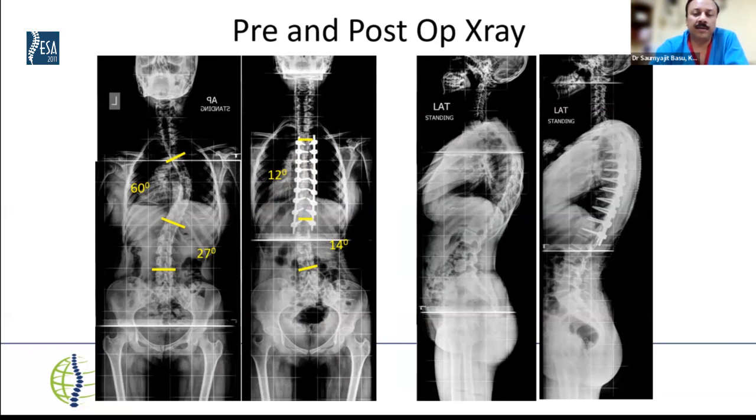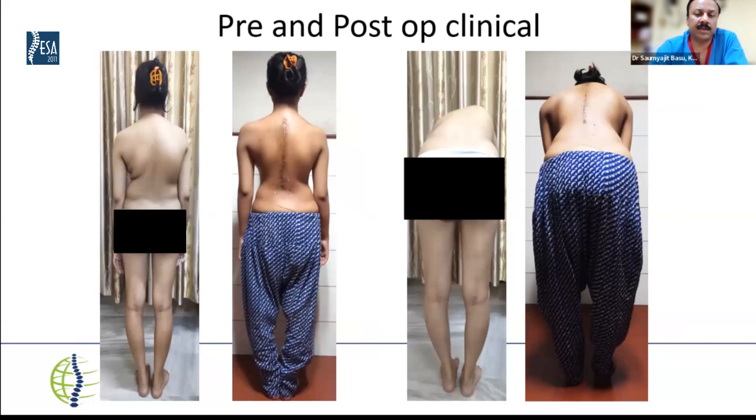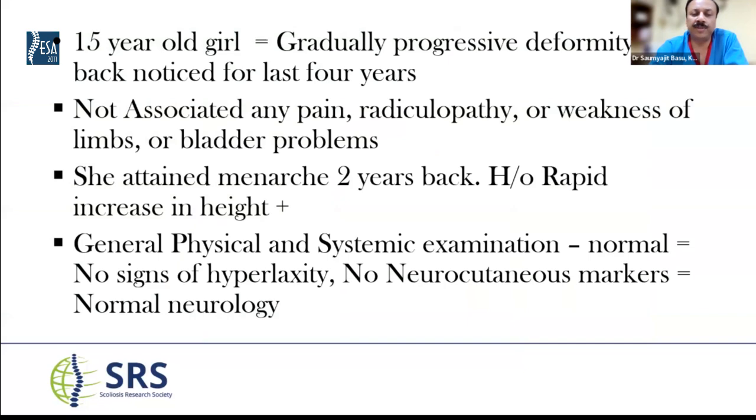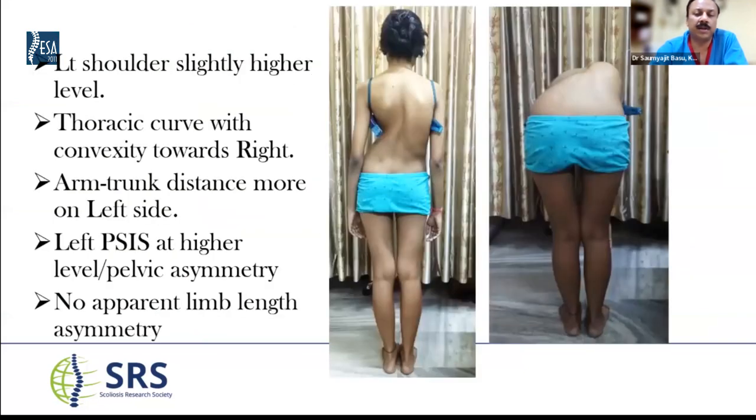So the object of presenting this case is to introduce you to the next case. This is the pre and post-op clinical pictures. So case 2 is a similar case. She's 15, again 2 years post-menarche, and this is her clinical picture. As you can see, there is a large rib hump and a significant trunkal shift also, because the arm-trunk distance on one side is asymmetrical. If you look at the PSIS, possibly this left side is a little bit higher than the right. The medial shoulders are level, and the lateral shoulders are possibly about a centimeter up and down. And this is her X-ray.